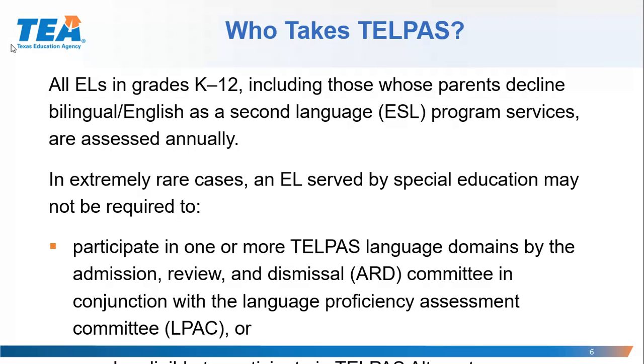In extremely rare cases, an EL served by special education may not be required to participate in one or more of the TELPAS language domains, and this is a decision by the ARD or the LPAC committee, or may be eligible to participate in the TELPAS alternate.